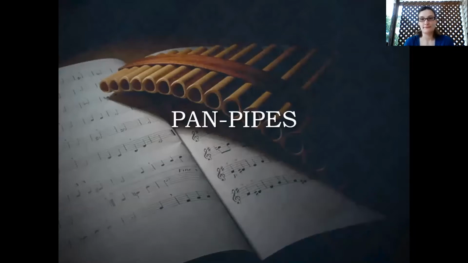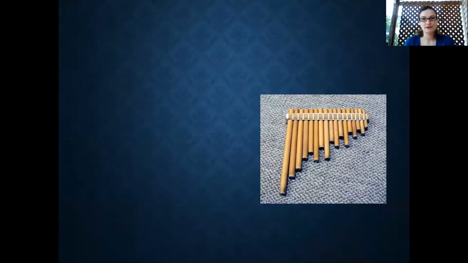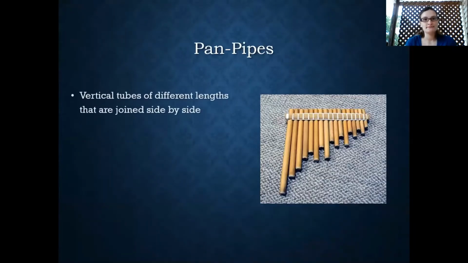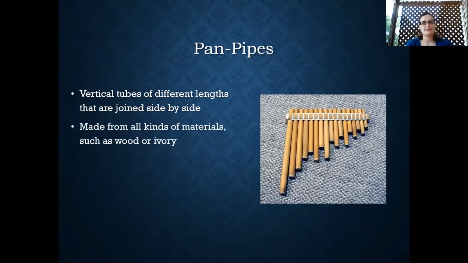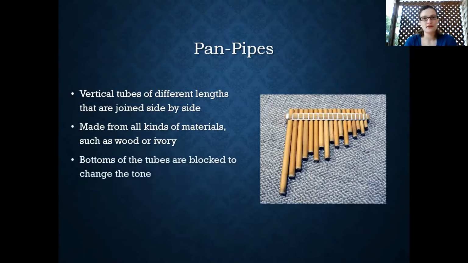Today, we're going to talk about panpipes. Panpipes are vertical tubes of different lengths that are joined side by side, like this. They're made of all kinds of materials, such as wood or ivory. The bottoms of the tubes are usually blocked to change the tone.